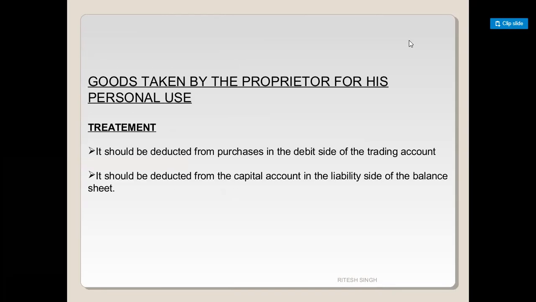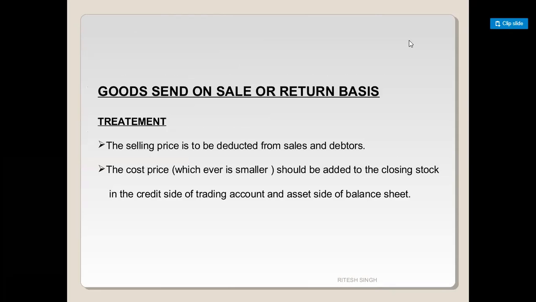Next is goods taken by the proprietor for his personal use, so that is drawings. The amount of goods that is taken will be deducted from the purchases in the debit side of trading account and it should be added in the drawings, which will be further deducted from capital in the liability side of balance sheet. Goods sent on sale or return basis.